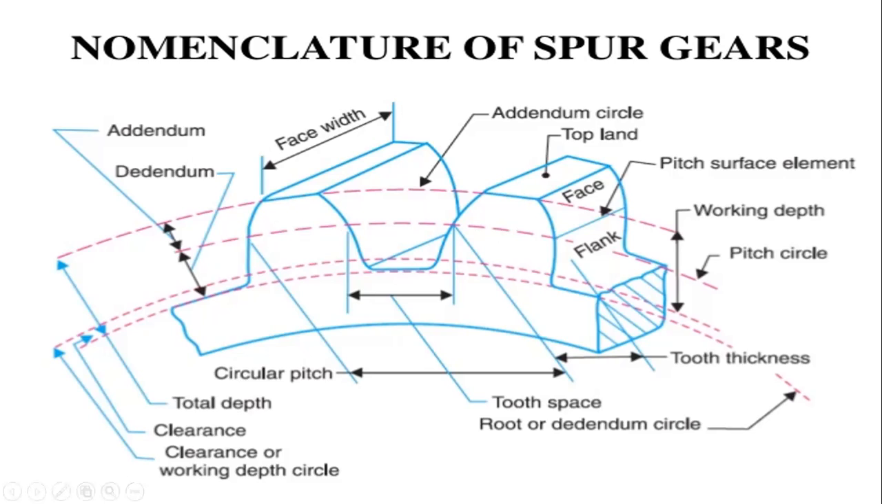And next one we take the tooth thickness. From the pitch circle point we can take the tooth thickness here. This is the tooth thickness. And next one is the tooth space. From the starting point of the first tooth to the starting point of the second tooth, we can take it as tooth space. And next one is the circular pitch. This is the circular pitch, and it is on the pitch circle.